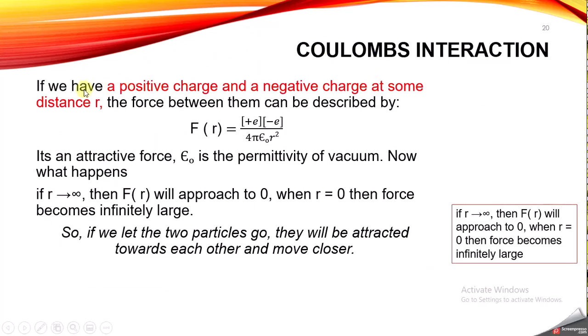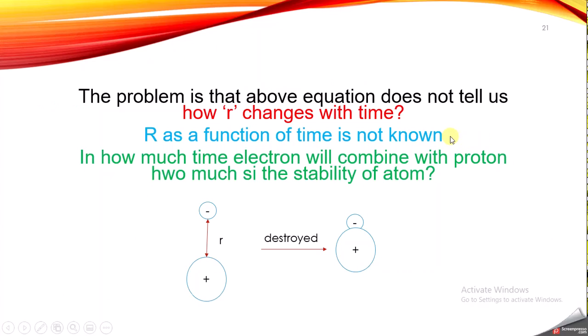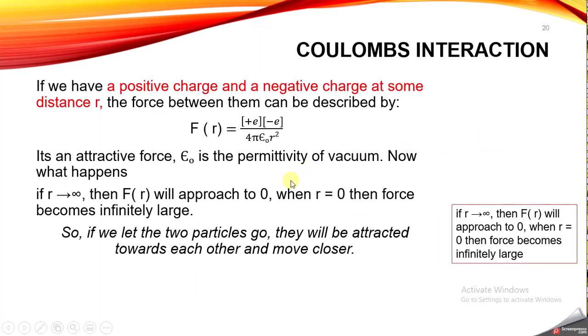So suppose we have a positively charged nucleus and a negatively charged electron at some distance r. Then we have the Coulomb's force, which is given as F is equal to the magnitude of the positive charge times the magnitude of the negative charge, divided by 4 pi epsilon naught r squared. It's an attractive force, and epsilon naught is the permittivity of the vacuum. From this formula we see that if r is equal to infinity, the force will become 0, and if r is equal to 0, the force will become very large.